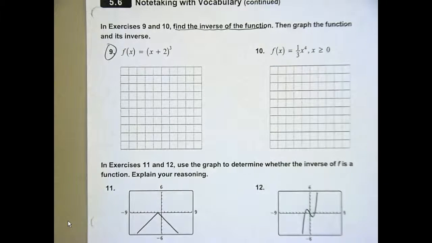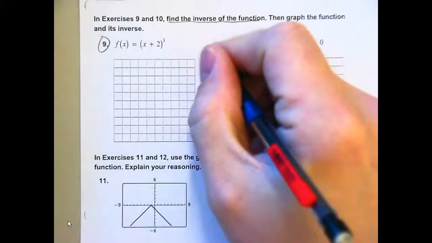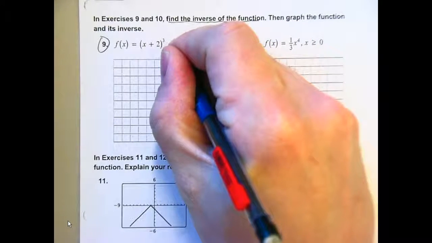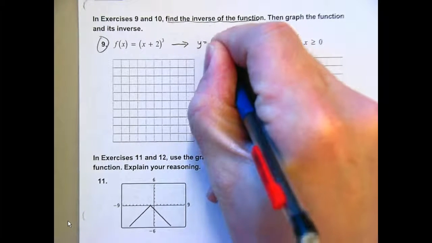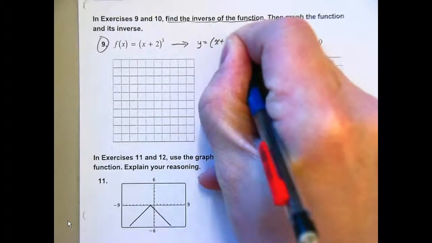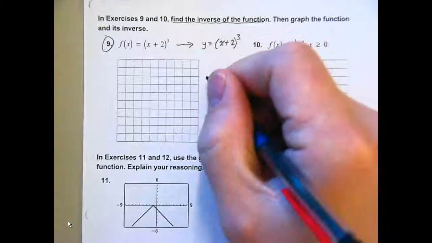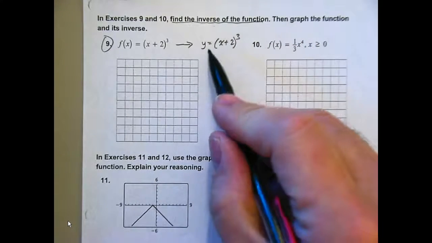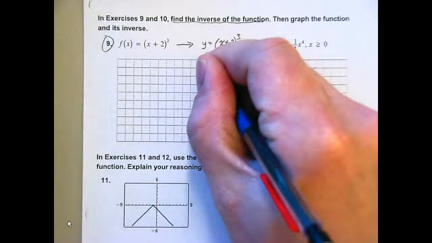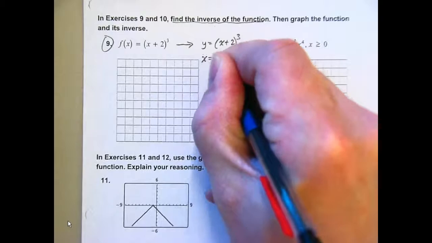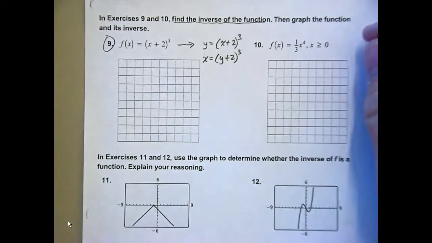Okay, let's see. To find the inverse, first let's set it equal to y. Y is equal to (x plus 2) cubed. And like I said, I personally like to switch the x's and y's. Now, on a lot of my answer keys, I actually leave it like this and solve for x. But I like to switch x and y first, usually.